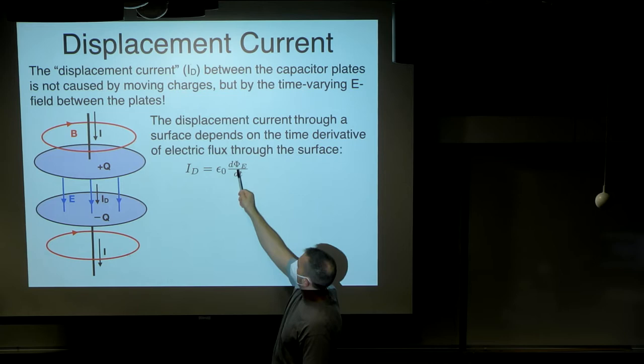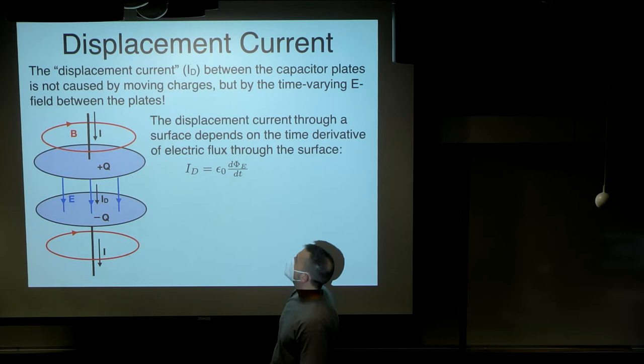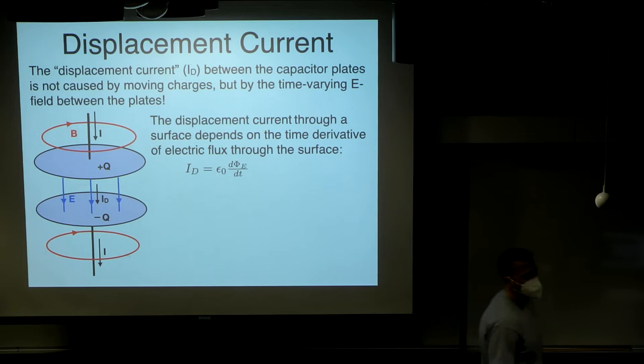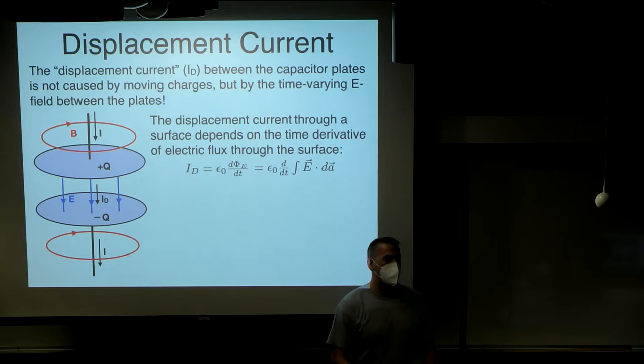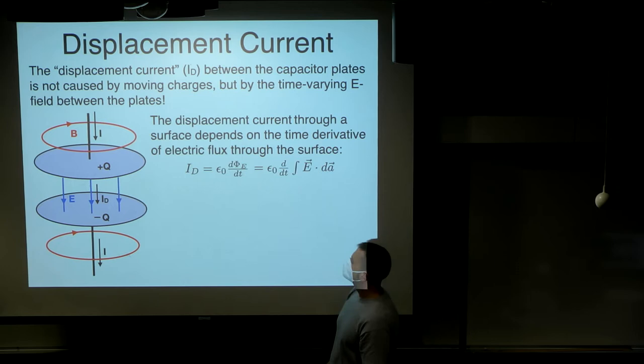That's d phi dt, like this. And we multiply that by epsilon naught for this to actually work out, okay? So another way to say that is we have epsilon naught as a constant in the front, and then we have the derivative with respect to time of E dot dA integrated over our surface. That's how we think about electric flux, okay? So if the electric flux through some surface is changing, then we say we have a displacement current through that surface, okay?